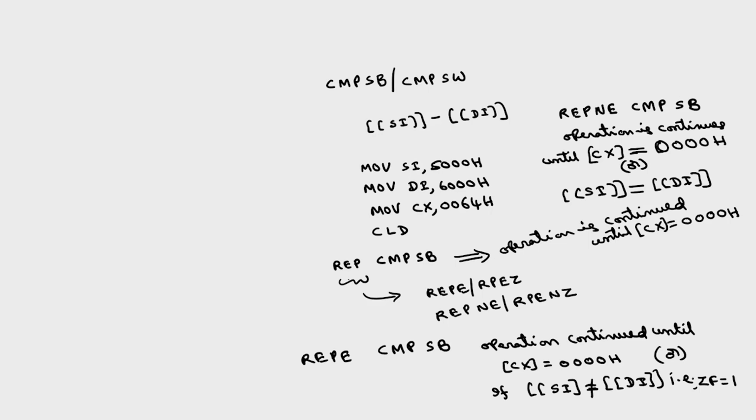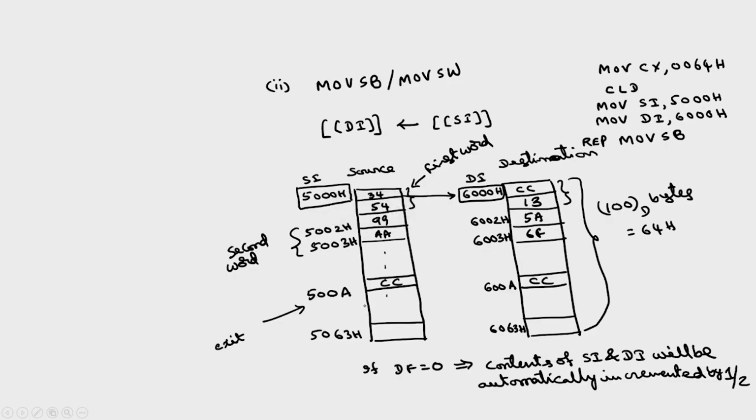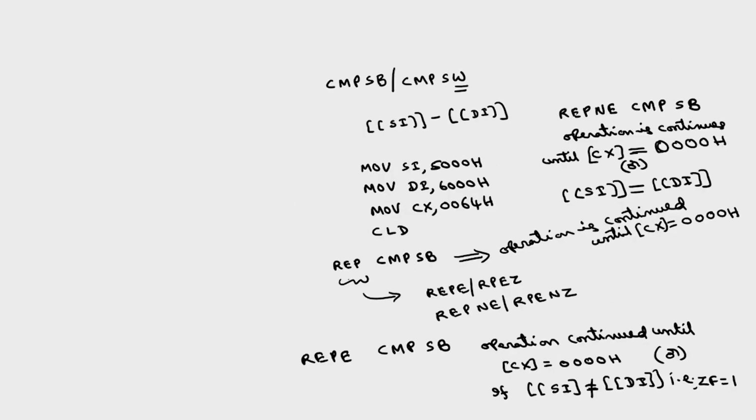This is for the byte. Similarly, we have it for the word also. The only difference is a word will be compared. So we will take a word, which is 5000 and 5001H, 600601H. A word, 16-bit data, will be compared, and if the direction flag is reset, then SA and DA will be automatically incremented by 2. If DF is 1, then they will be decremented by 2. That is the difference between string byte and string word. The operation is otherwise the same.